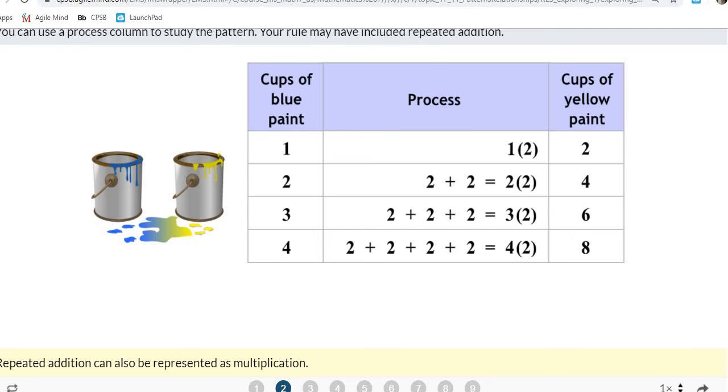So each time we're adding another what? 2 to the previous batch. Write this in your table on 1B.